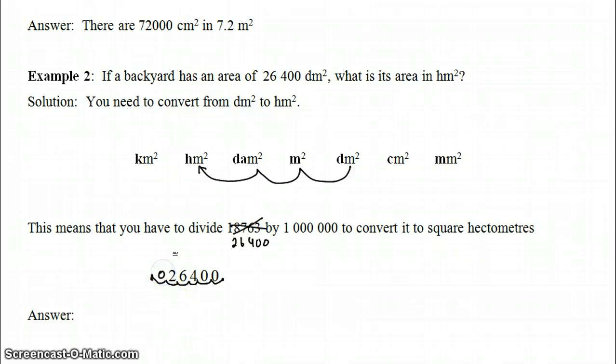You fill in the 0 here, and we like the 0 out front as a blocker. So your answer is 0.0264. Don't need those extra zeros at the end anymore. And this is going to be in square hectometers.